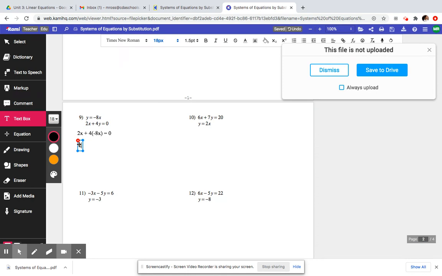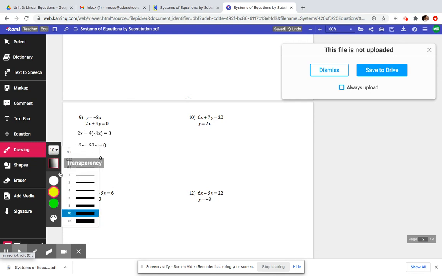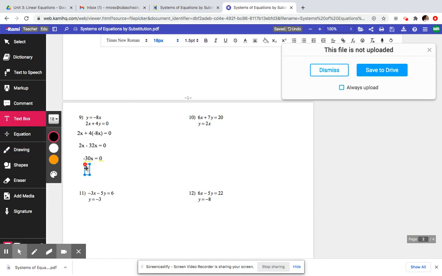So we're going to be left with 2x minus, because 4 times negative 8x is going to be negative 32x equals 0. We can still combine those like terms, so we're going to be left with negative 30x equals 0. And then, of course, we can divide. Let me lower my font. We can divide everything by negative 30 on both sides to get x isolated. And so x in this problem is going to equal 0, but we still have to find y.